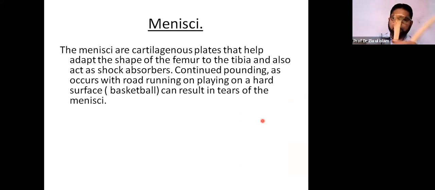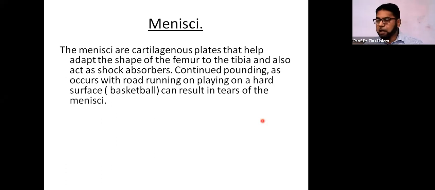But in certain sports like basketball, or for fast bowlers, when you jump very fast, the menisci come under pressure, and the femur moves and they act as a shock absorber. If there is too much power, or you have jumped from very high, like fast bowlers who put their right or left leg on the ground to bowl, they may rupture this cartilage. We call that a meniscal tear.